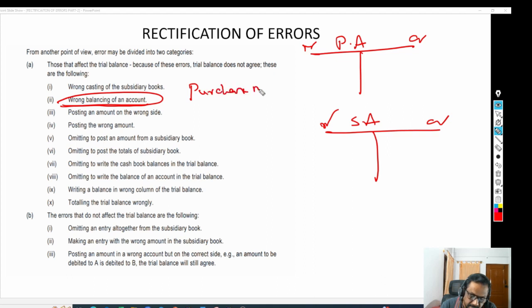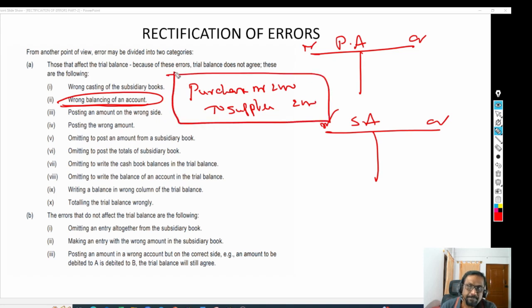Purchase debit 2,000 to supplier account 2,000. This is the entry we post when we purchase goods. So the purchase account will be debited with the 2,000, and the supplier account is credited with the 2,000. So this entry got posted. But what did he say? Wrong balancing of an account.